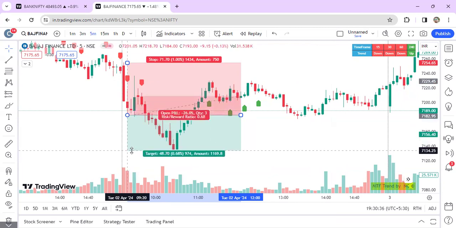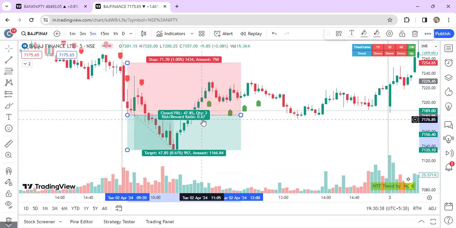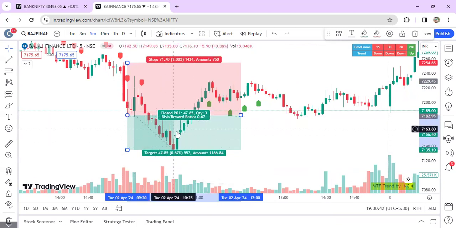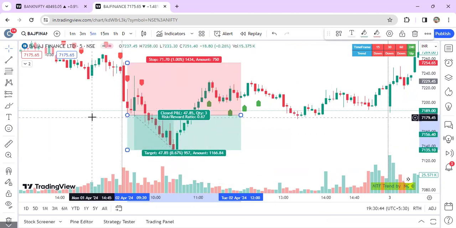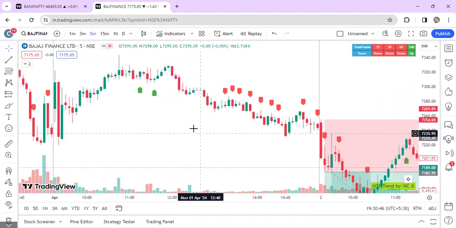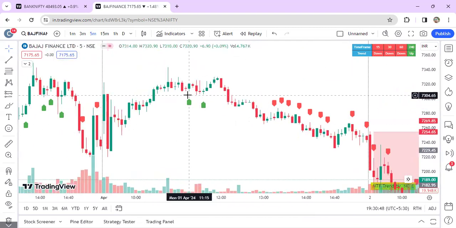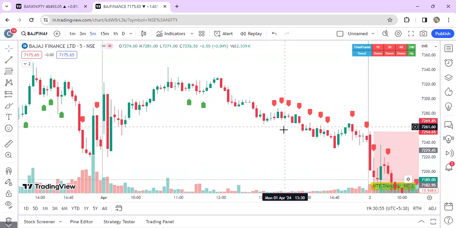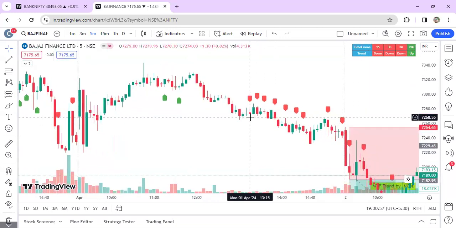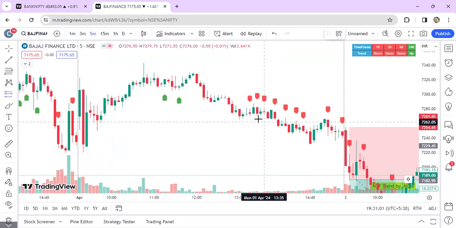You get 1:0.5, more than 1:0.5, but still you are getting something, right? This day you are getting one SL hit. Okay, and you are getting a sell signal over here. So whenever the low is breached, you will be getting your target.